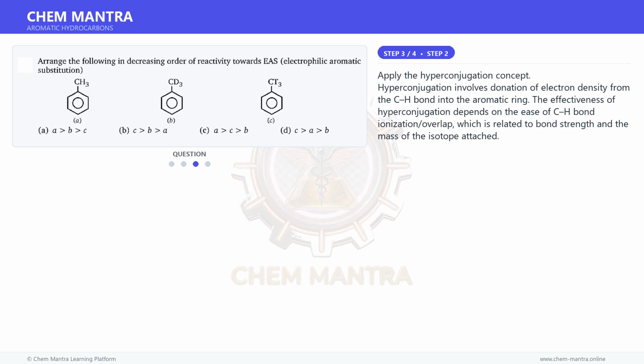Apply the hyperconjugation concept. Hyperconjugation involves donation of electron density from the C-H bond into the aromatic ring. The effectiveness of hyperconjugation depends on the ease of C-H bond overlap, which is related to bond strength and the mass of the isotope attached.